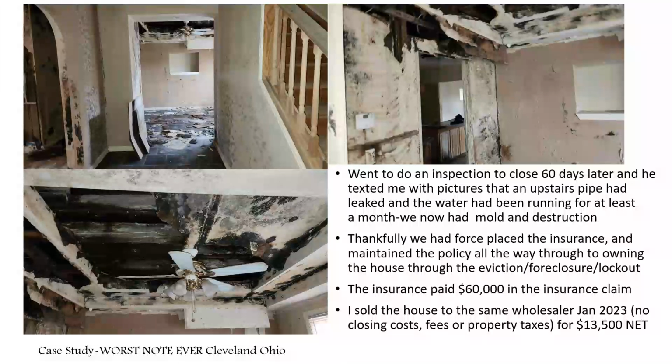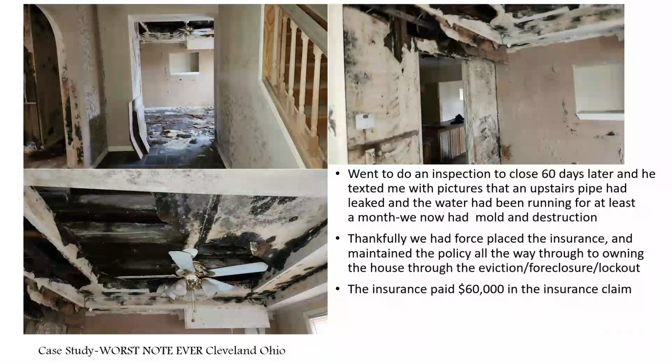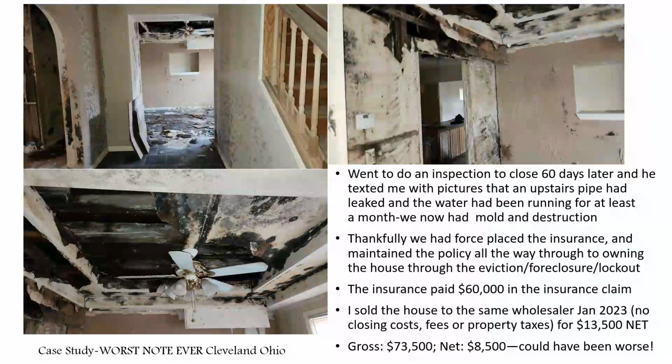Then we sold the house to that same wholesaler on top of the $60,000 insurance claim. We sold it to him for $13,500 net. We didn't have to pay any of the closing costs or property taxes or anything. So we grossed $73,500. We ended up with an $8,500 profit, but it took us a ton of time. It could have been a lot worse.